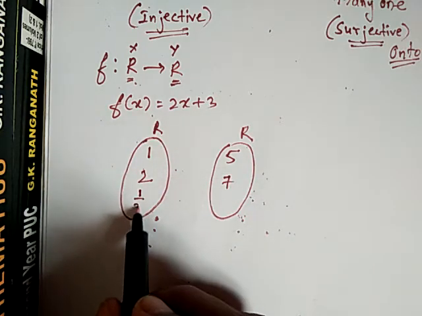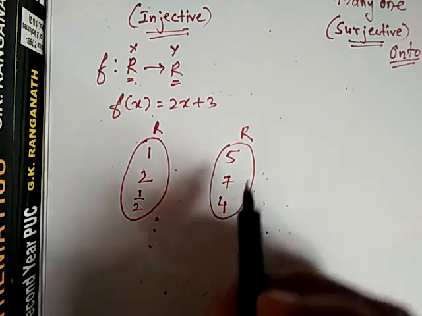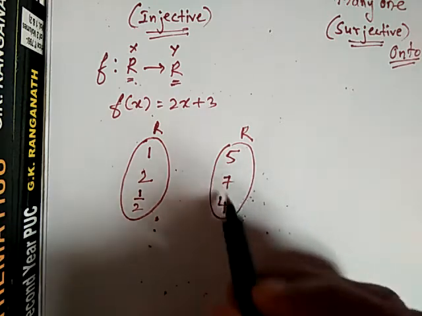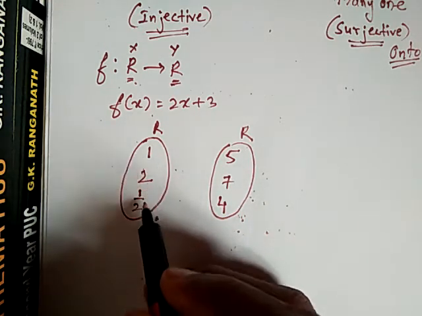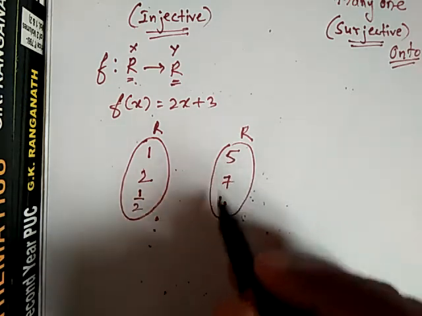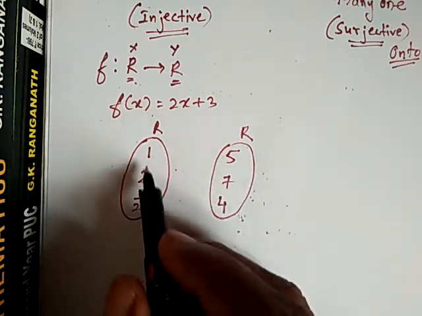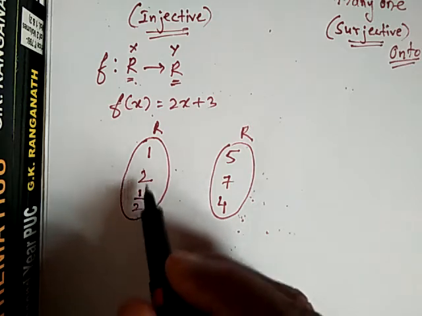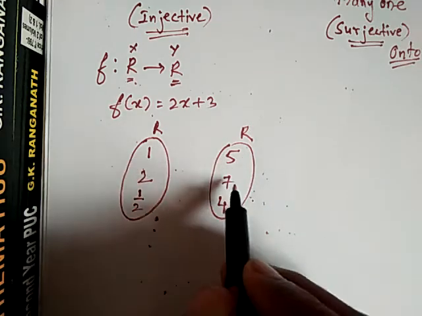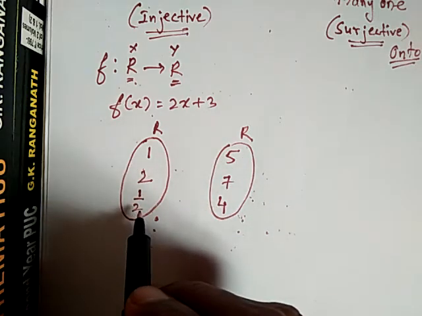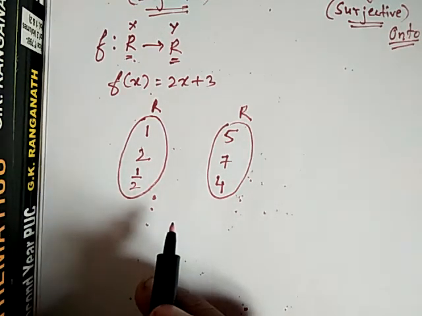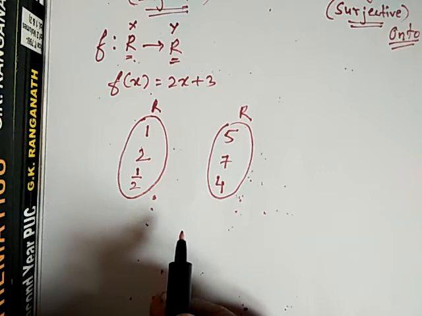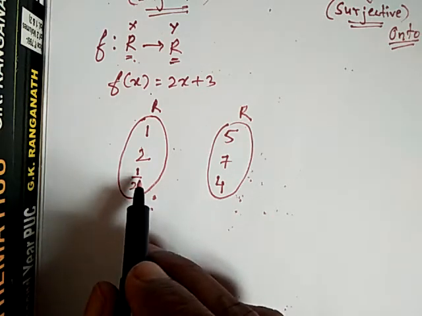If you put 1 by 2, you will get what here? 4. So these are nothing but images of these elements. These are the elements, and when you put these elements in, you get the output. These are the images of the corresponding elements. 5 is the image of 1, 7 is the image of 2, 4 is the image of 1 by 2, like that.